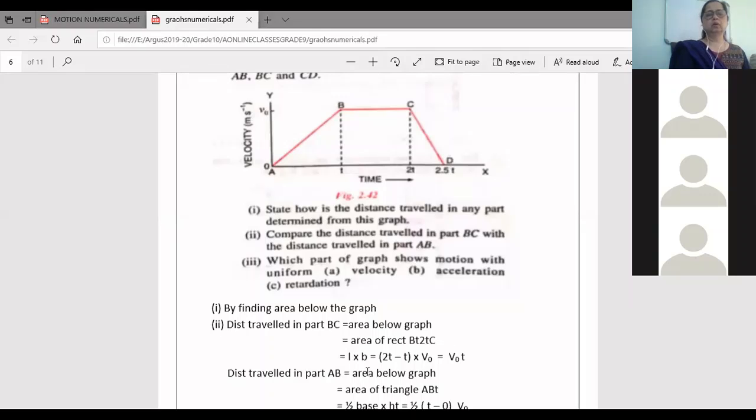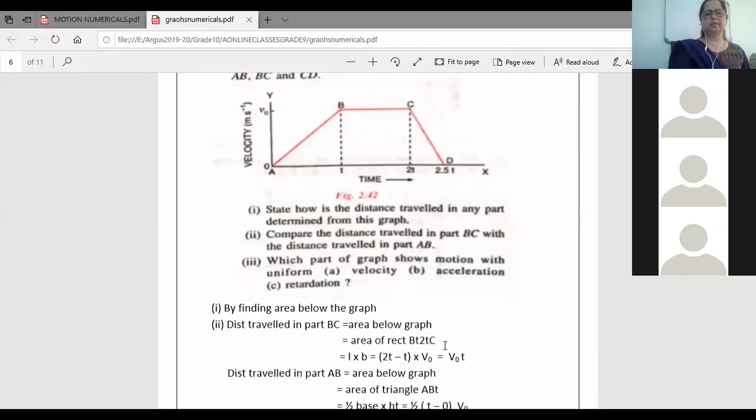Okay. So this distance traveled is the area below the graph, that is the area below BC, because I want to find the distance traveled in the part BC. So you just take the area of this rectangle, length into breadth. The length is 2t minus t, which is t, and the breadth is V0. So V0t is the distance traveled.